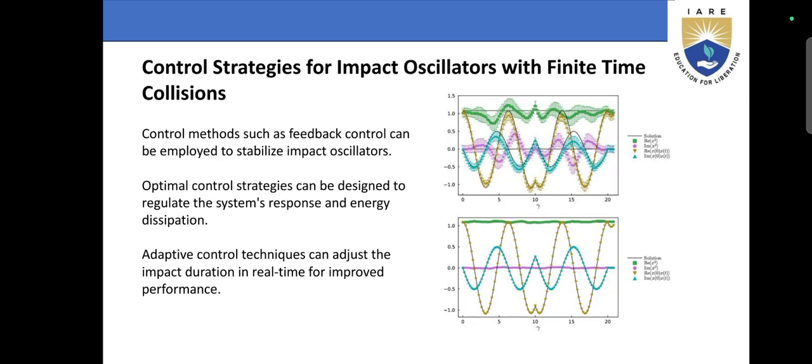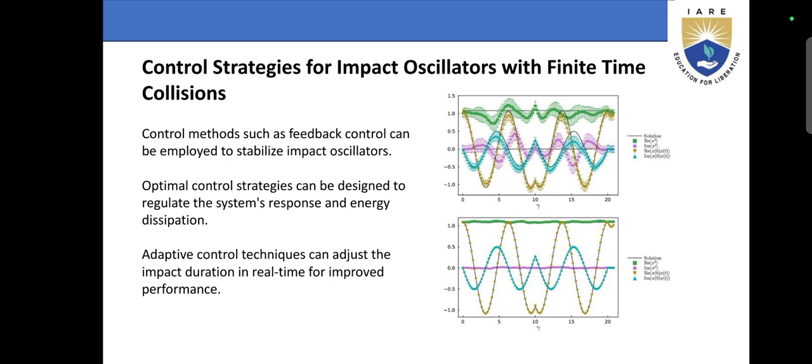Next, control strategies for impact oscillators with finite time collisions. Control methods such as feedback control can be employed to stabilize impact oscillators. Optimal control strategies can be designed to regulate the system's response and energy dissipation. Adaptive control techniques can adjust the impact duration in real time for improved performance. Here we see examples: solution 1 and solution 2.